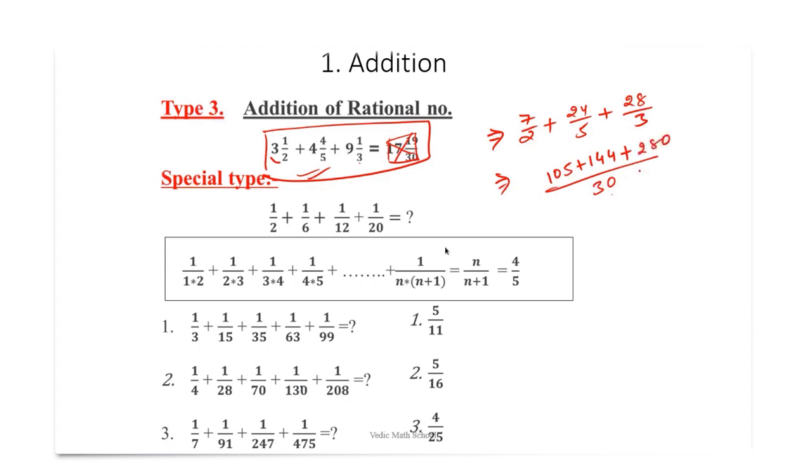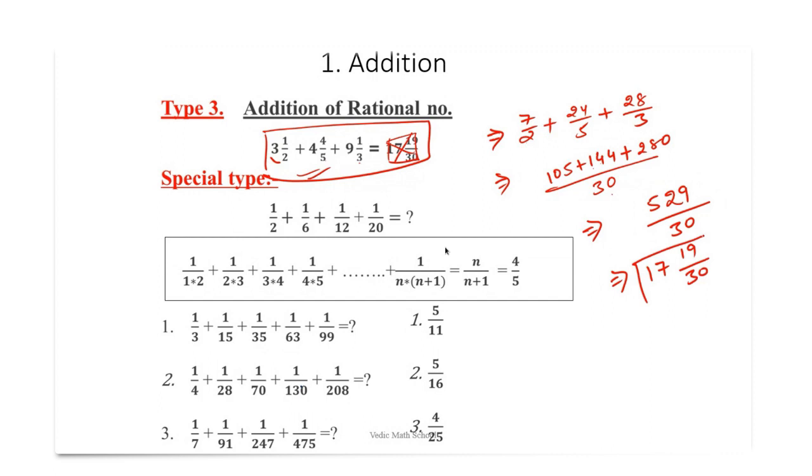Now add all these values, what will you get? 9, 0, plus 4 plus 8 is 12, 2. 1 plus 1 plus 2, 4 plus 1, 529 upon 30. This is an improper fraction. So what we are going to do now is make it a proper fraction. So divide it, it will become 17 times, 90 upon 30. So this is the answer.